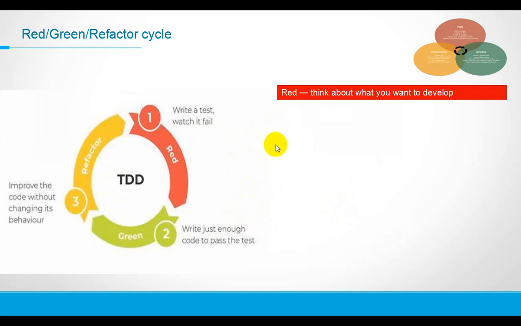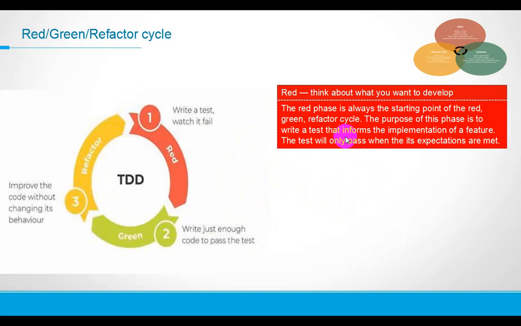In the red phase, generally speaking, think about what you want to develop. The red phase is always the start point of the red-green-refactor cycle. The purpose of this phase is to write a test that informs the implementation of the future. The test will only pass when its expectations are met.